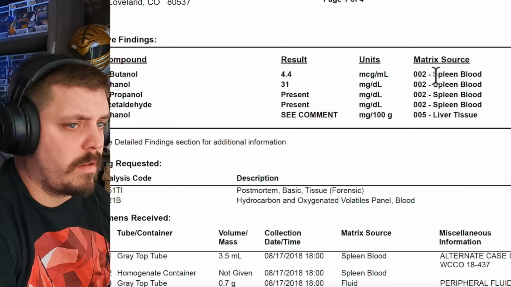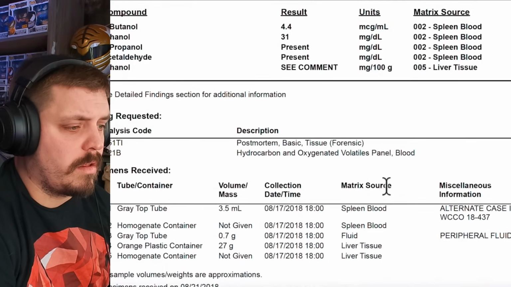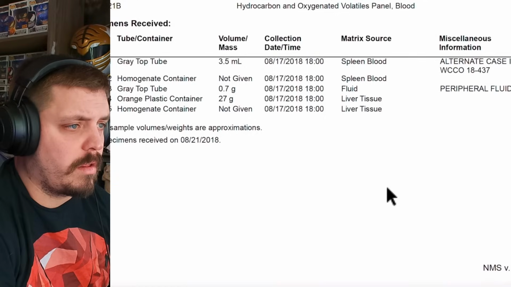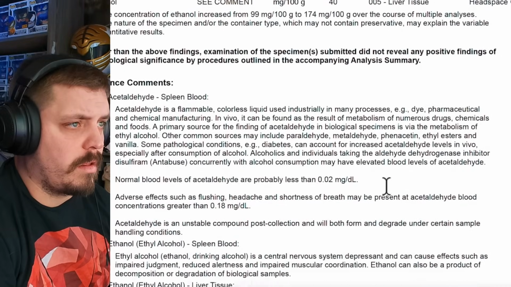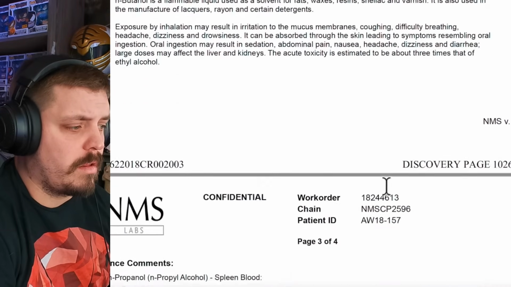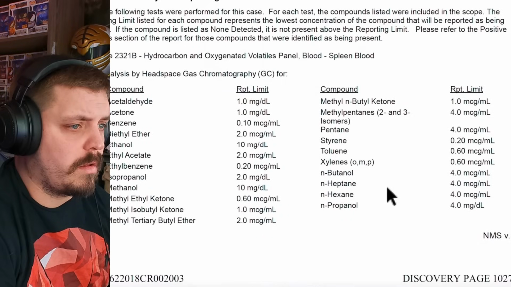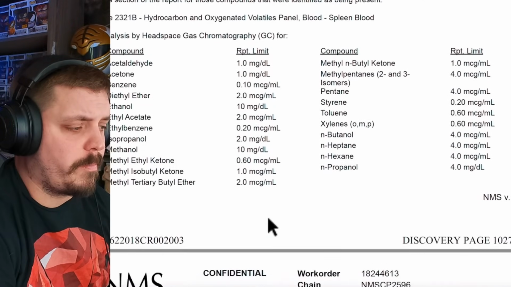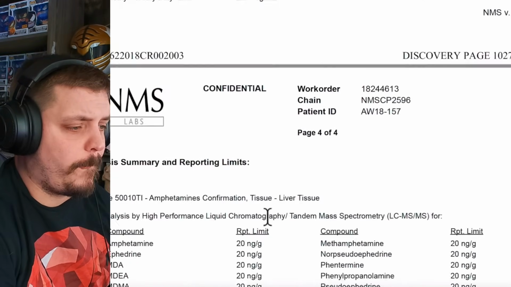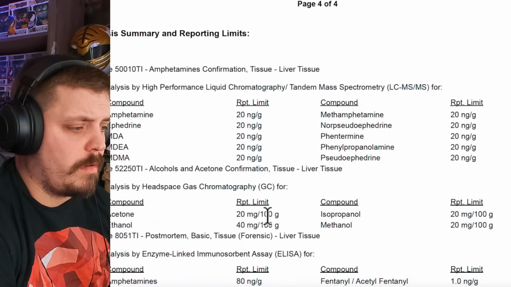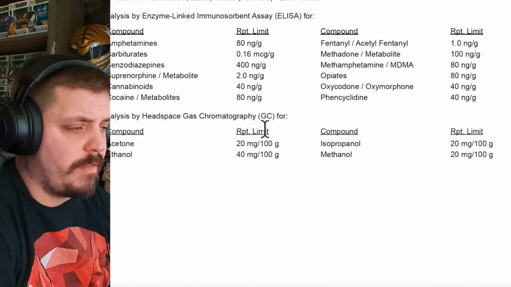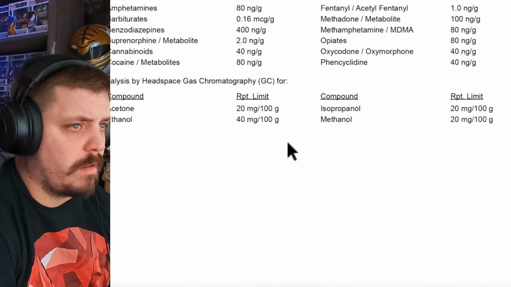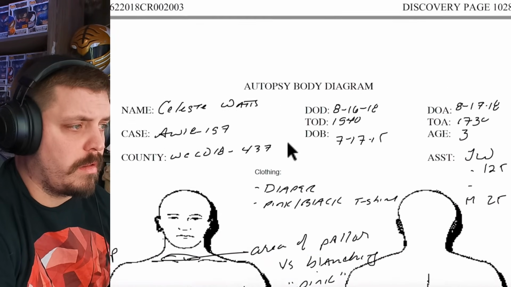So this was taken from spleen blood and liver tissue. They just basically take samples where there's a decent amount of blood. So here are the detailed findings of the things that they found. And then these are all of the analyses that they did that weren't significant, that weren't found in the toxicology. Again, she was tested for a wide range of drugs, which she didn't have. Amphetamines, barbiturates, opiates, none of which were positive.